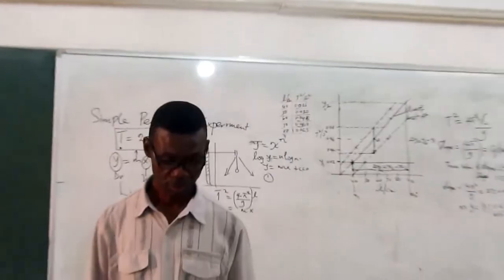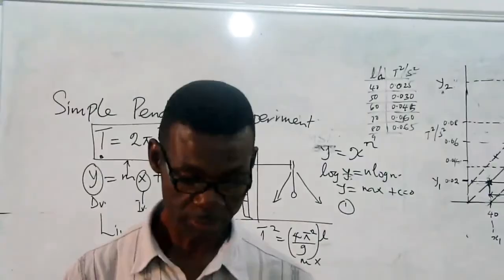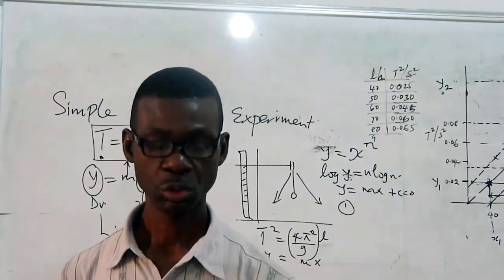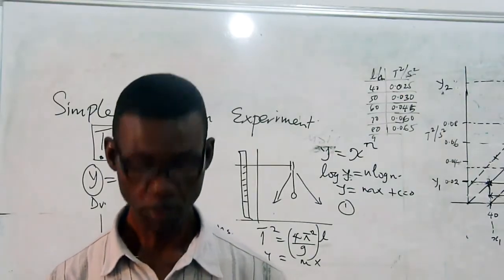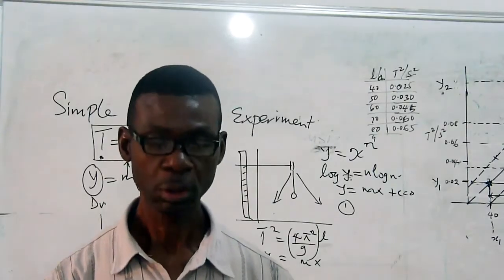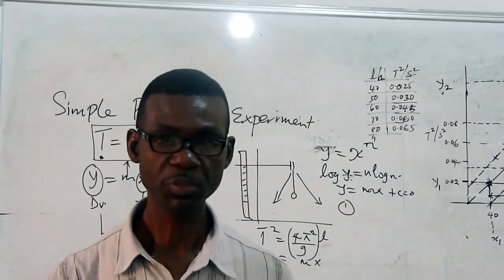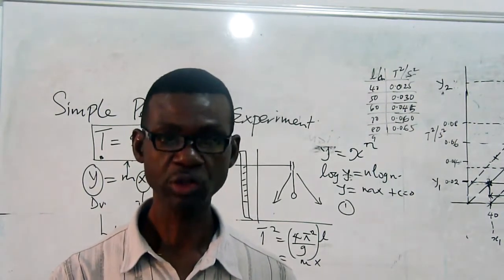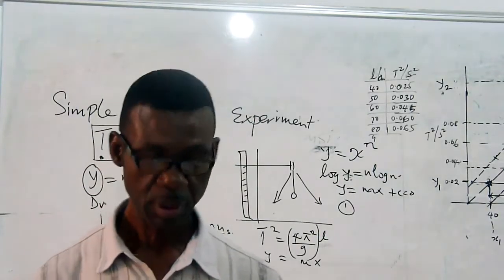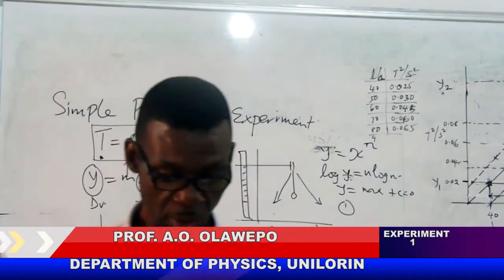In this class, I want to talk about four or five major items. Number one, why practicals in physics. Number two, what are the major components of practical physics? Number three, how do we present our results when we perform experiments? Number four, how do you handle error while you are performing the experiment? And number five, deductions, conclusions, and inferences.